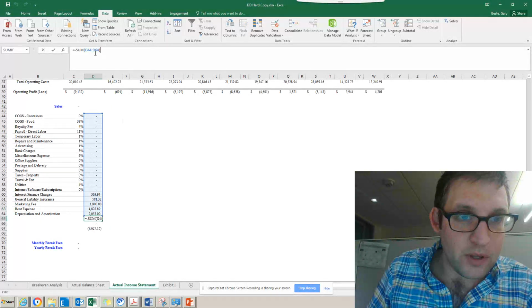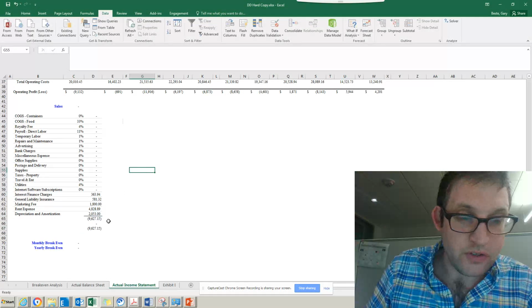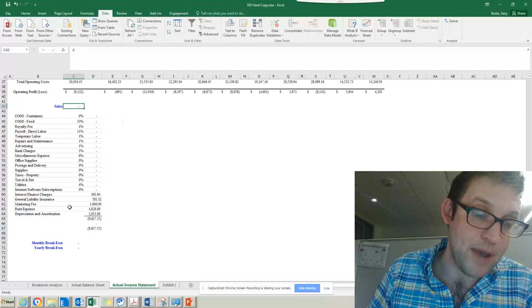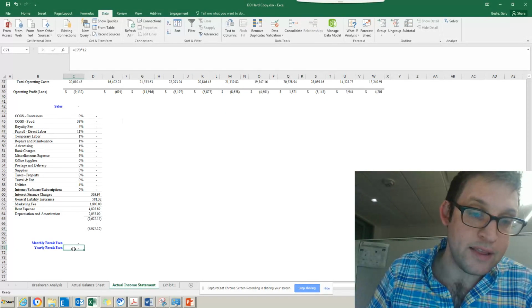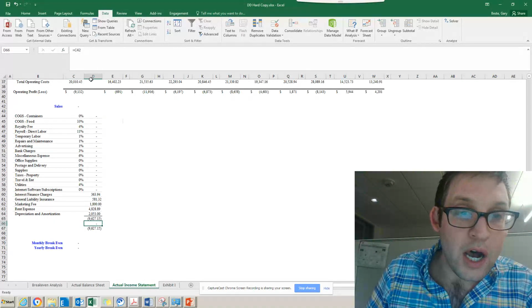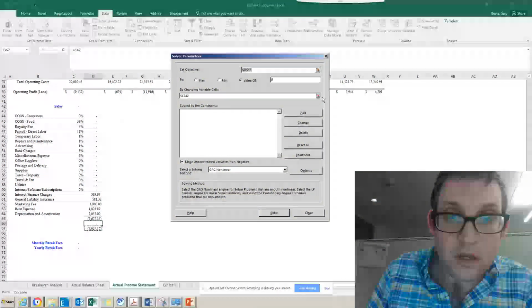Right here I have a formula for my total expenses. This box right here will take my sales, and then this will take the spread of those two. So essentially I'm going to solve for this to be 0. It's going to give me a monthly amount, which goes there, multiply it by 12, and then we get the yearly amount. So I will run through this right now.